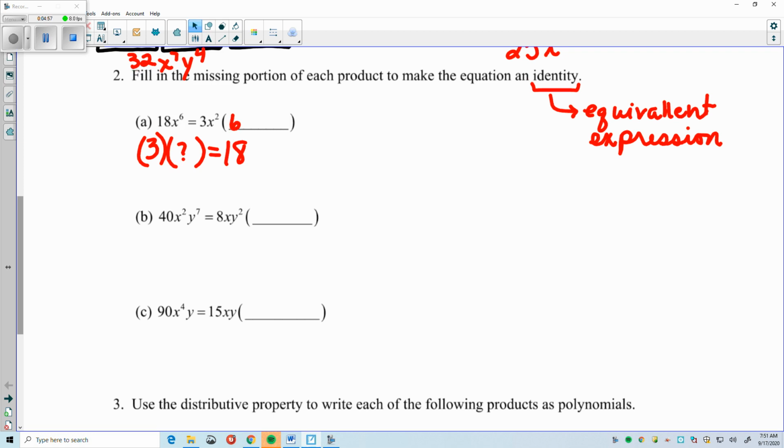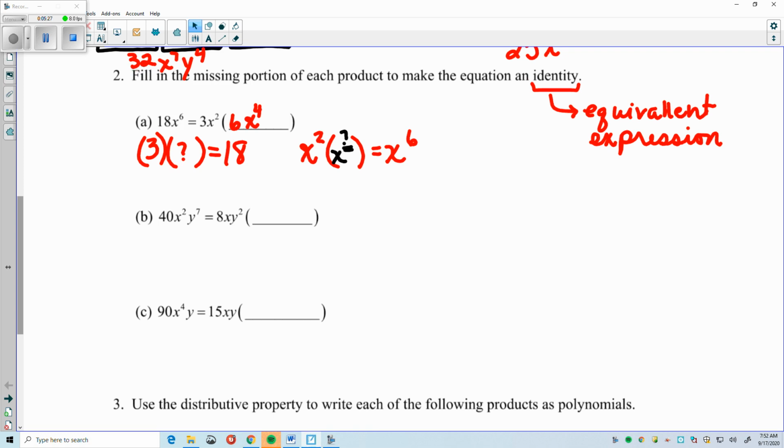Okay, we're going to do the same thing with the x's. So I'm thinking x squared times something should get me x to the 6th. And now we just have to think, when I'm multiplying variables, I want to think add exponents. So I know that this has to be an x, and I want to think, what would that exponent have to be? So 2 plus what would get me 6, and that would have to be a 4. So I would have x to the 4th.